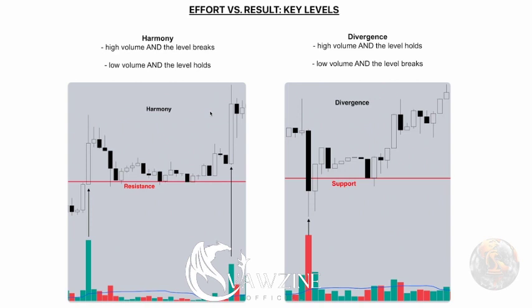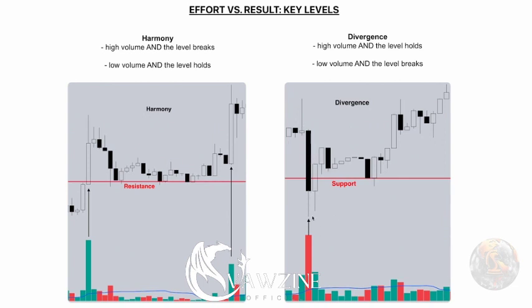Divergence, very simple and extremely common in crypto. This is one to really look out for. It's a high volume break, in this instance, below support. But look at the difference. High volume below support break, but immediately that support doesn't get respected. We go straight back inside, and in fact, it stays as support, rather than flipping to resistance, which is what you would expect if the trend was going to continue.